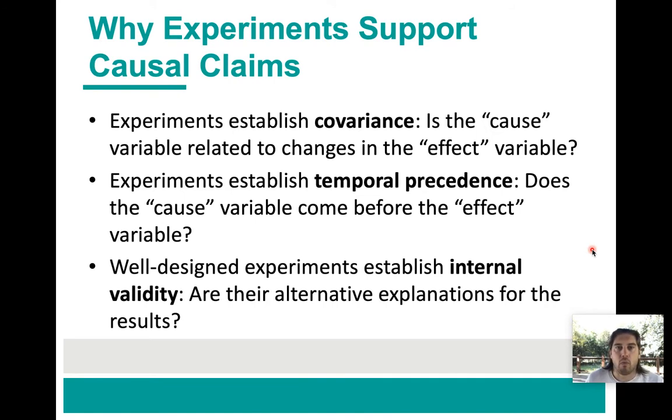Again, we need covariance, temporal precedence, and internal validity to support a causal claim. So our experiments give us this third one, right? Internal validity. Covariance and temporal precedence can be achieved in correlational studies, right? Those can easily be achieved in correlational studies. What true manipulation and control in a real experiment give us is the establishment of internal validity.